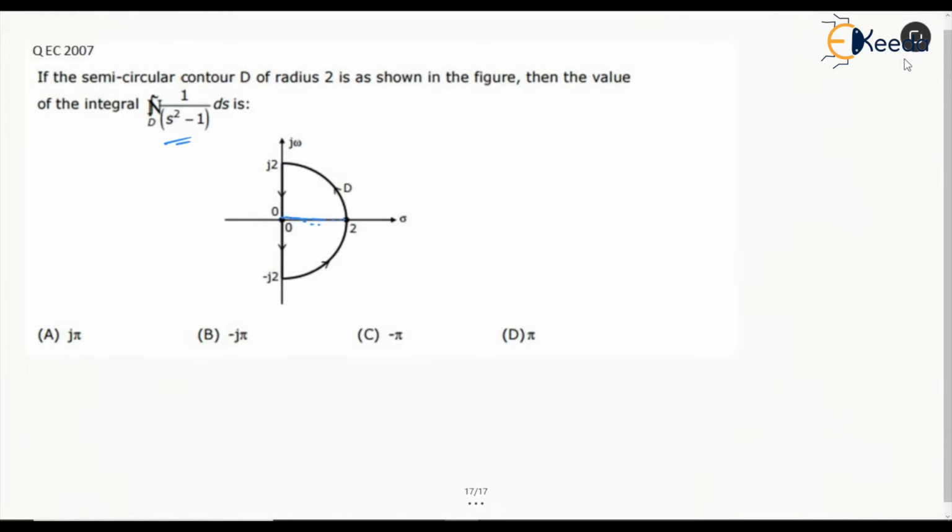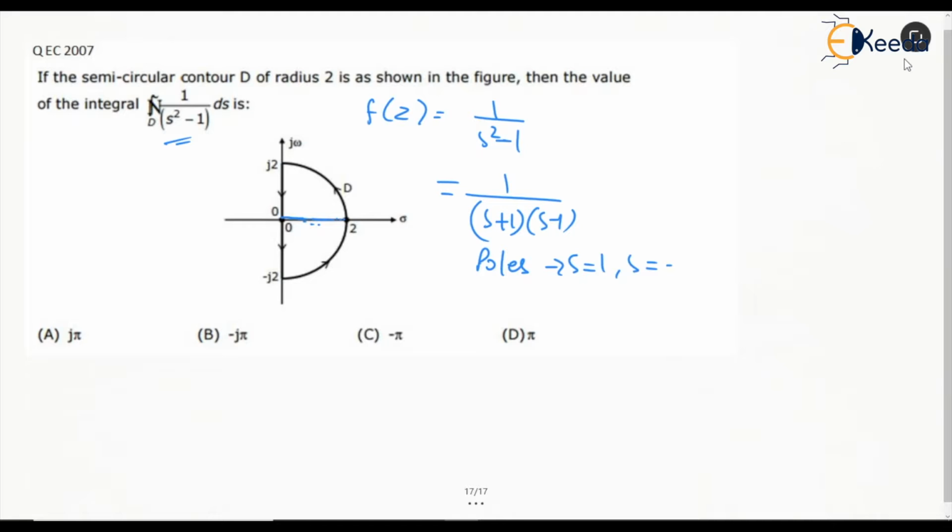This is radius 2. Now if we see, this function is f of z equal to 1 by z square minus 1. Of course we can write it like 1 by z plus 1 into z minus 1, right? So if you see, the poles are z is equal to 1 and z is equal to minus 1. So where is this z equal to 1 lying? z equal to 1 probably it's going to be here, and minus 1 maybe lies somewhere here, right?